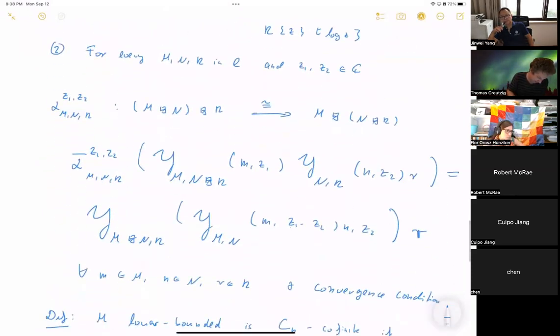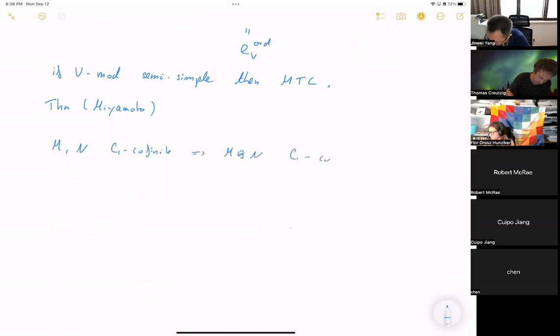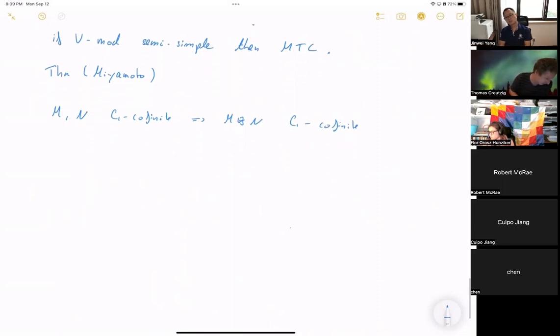And Miyamoto gives us a very good statement. He says the following: if M and N are C1 cofinite, then the same is true for their tensor product. Let me also, maybe I'm a little bit sloppy. What I mean here is that if you have a surjective intertwiner of type M, N, from M and N to R, and M and N are C1 cofinite, then R is C1 cofinite as well. The image of an intertwiner of C1 cofinite modules is always C1 cofinite. That's what this statement says.